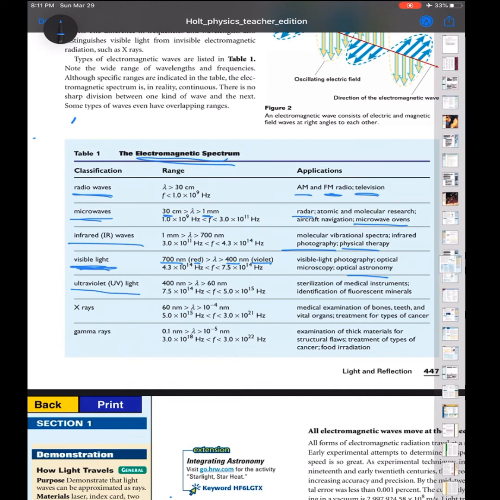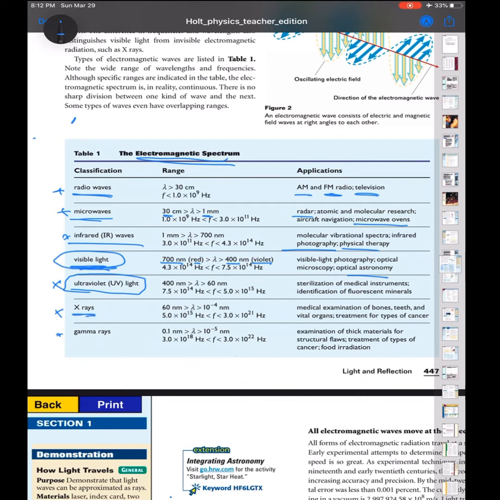Ultraviolet wave, we are not able to detect this wave. Except for visible light, we are not able to detect any of them, by naked eyes, I mean. We cannot see them. Ultraviolet light, UV, is between 400 nanometers to 16 nanometers. We can use it for cleaning medical instruments and for the identification of fluorescent minerals.